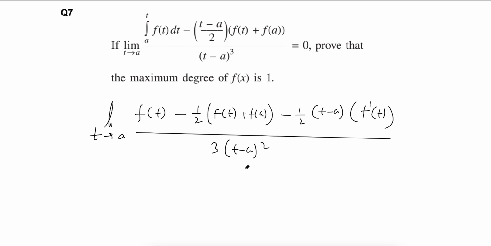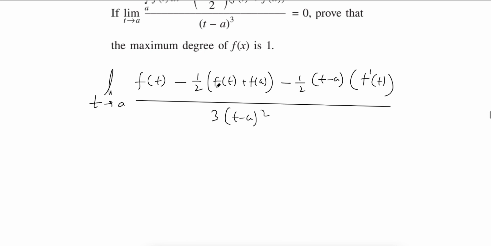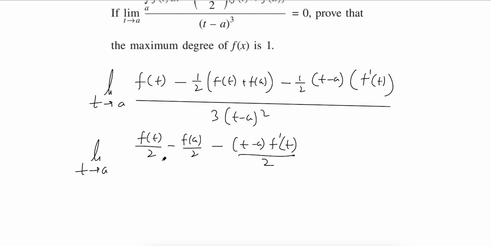I hope I did correct till now. Yes. Now f(t) minus this I can rewrite properly. As t approaches a, f(t) minus half f(t), so that will become f(t)/2 minus f(a)/2 minus (t minus a) into f'(t)/2. So all this by 2, I can take LCM and make it 6.